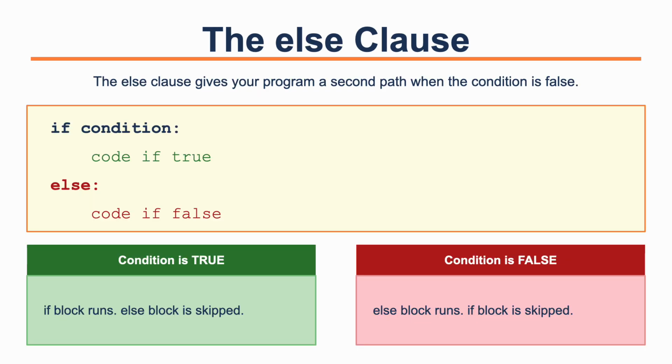The else clause runs when the if condition is false. It gives your program a second path. If the condition is true, Python runs the if block. If it is false, Python runs the else block instead. Only one of the 2 blocks ever runs.